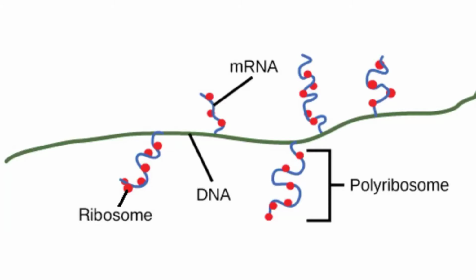Termination. For eukaryotes, RNA polymerase transcribes a terminator sequence in DNA. Then, the mRNA and polymerase detach. It is now called pre-mRNA.